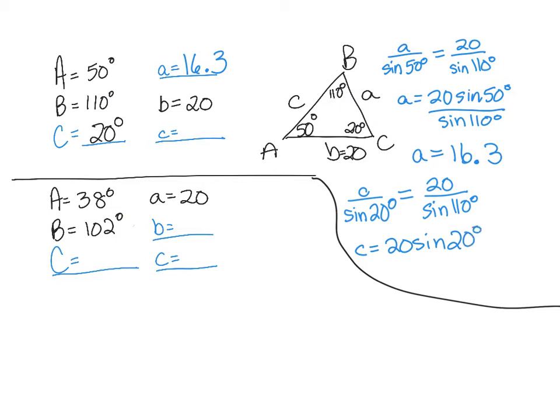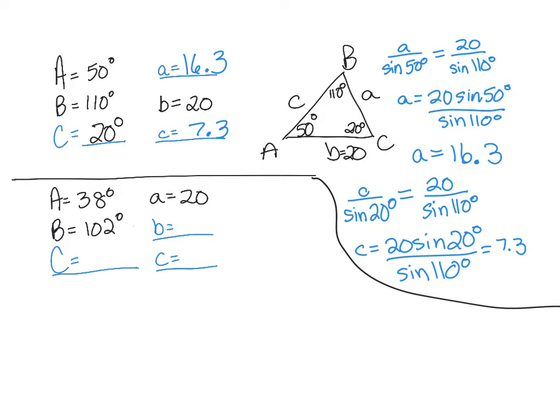Multiply both sides by the sine of 20 to solve for C, and you're just going to stick this in your calculator. I'm going to get 20 times the sine of 20 divided by the sine of 110, and I get 7.27. I'm going to say that that's 7.3. And now double check. Your smallest angle is across from the smallest side. Your largest angle is across from the largest side.